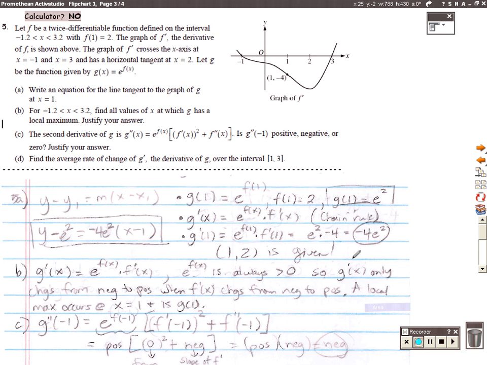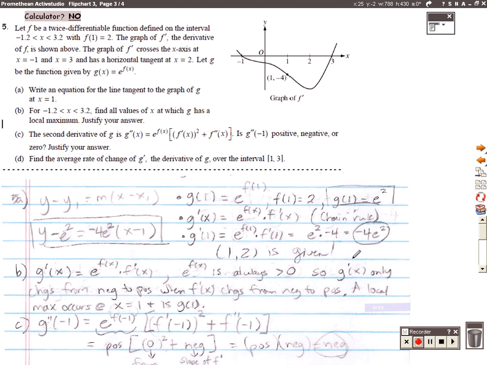Free response problem number 5. We have a twice differentiable function, which simply means that it's a function that you can take the first and second derivative of. It's defined only on a set interval from negative 1.2 to 3.2.